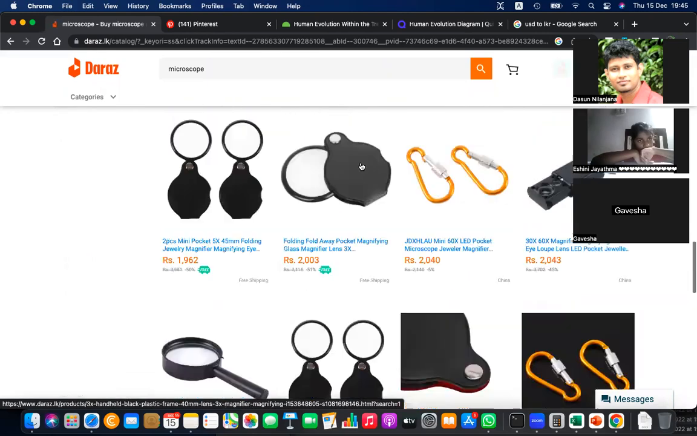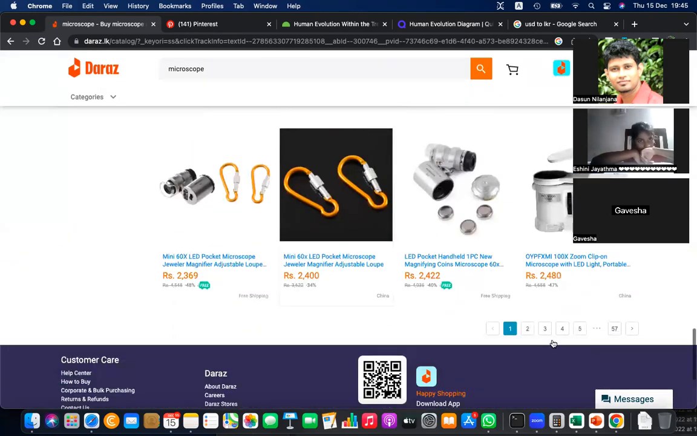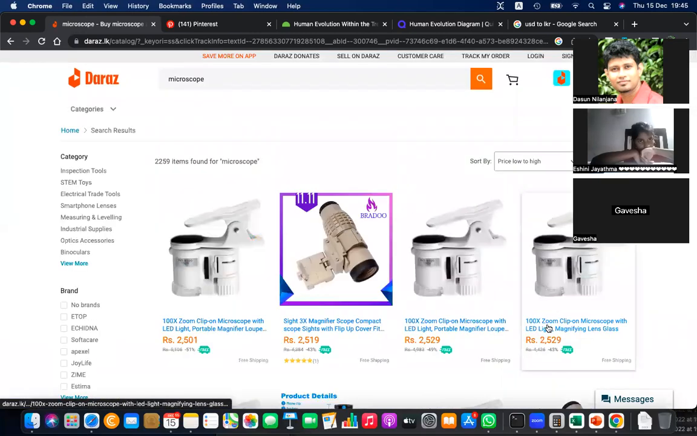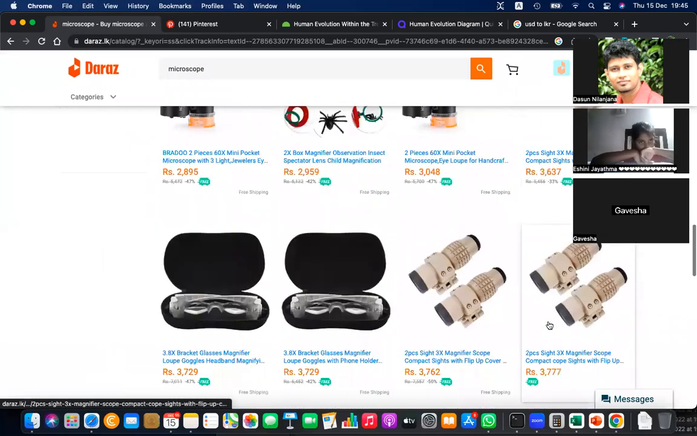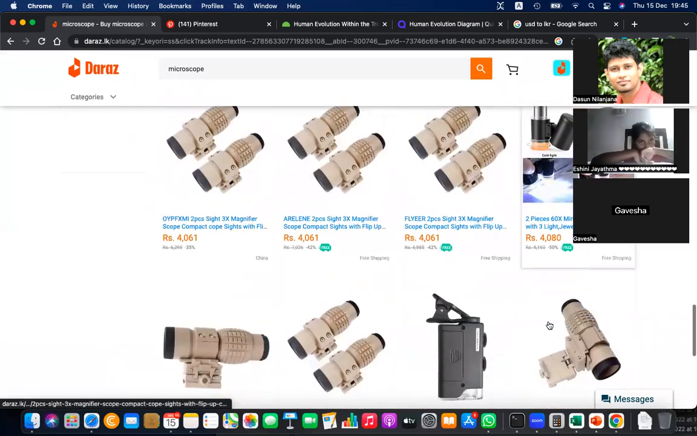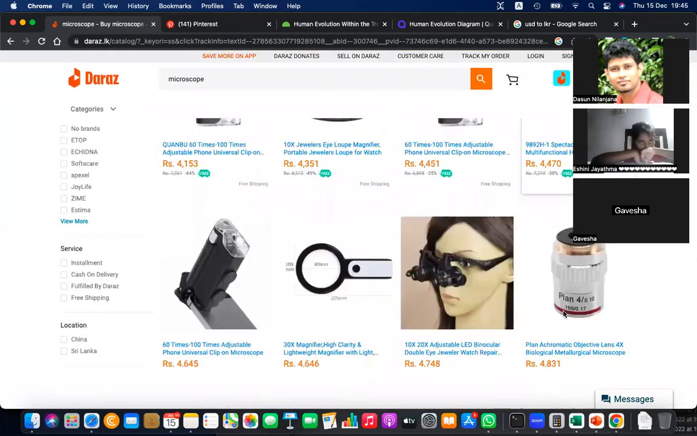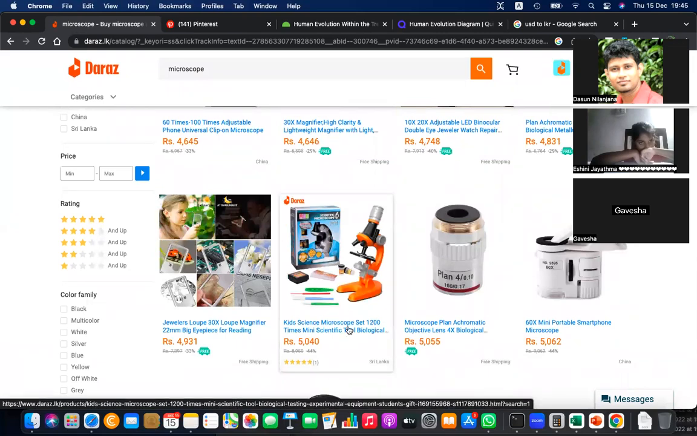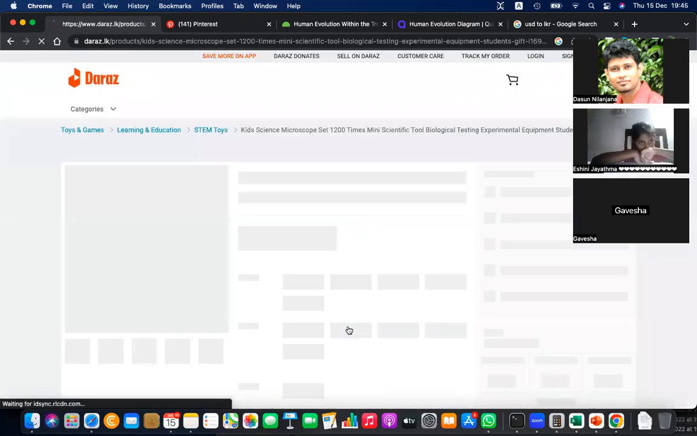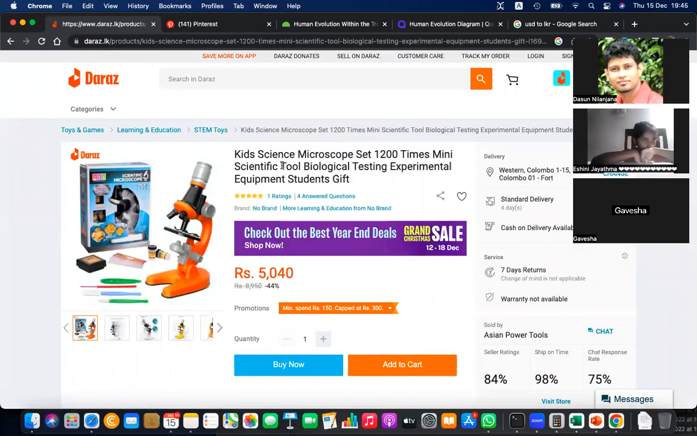So a hand lens, and the microscope one. I think they have increased the prices. Earlier days, you can see, this one works, right? Earlier it was only 2,500 rupees, but because of inflation, it has gone up.